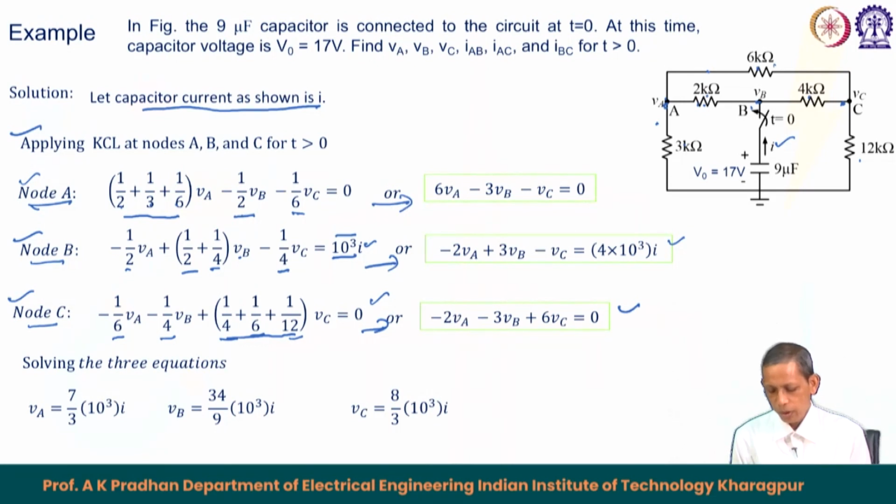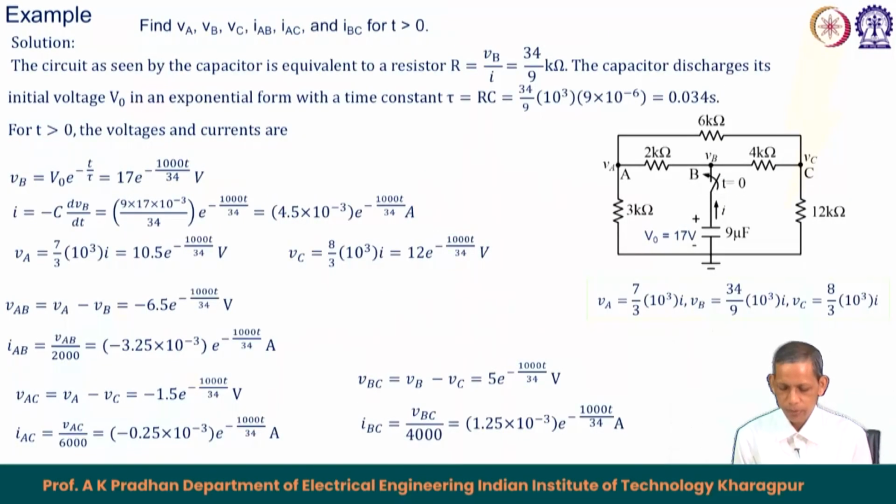Now from these 3 equations we can get the corresponding values of V A, V B and V C in terms of I. So, these are the 3 expressions of the nodal voltages expressed in terms of the unknown current I. In the next part we will go for the transient aspects.